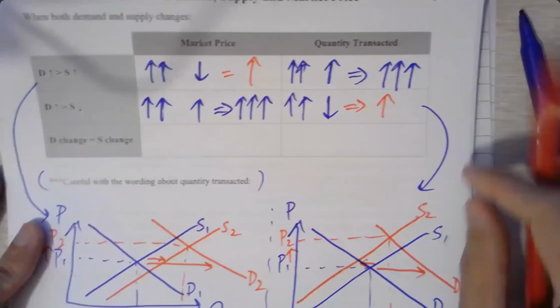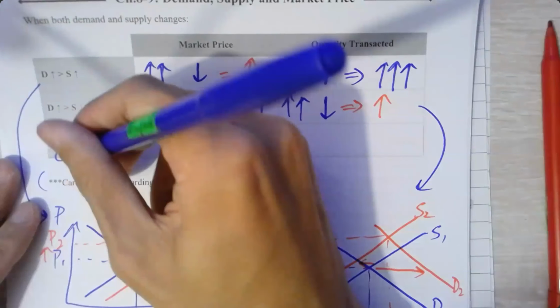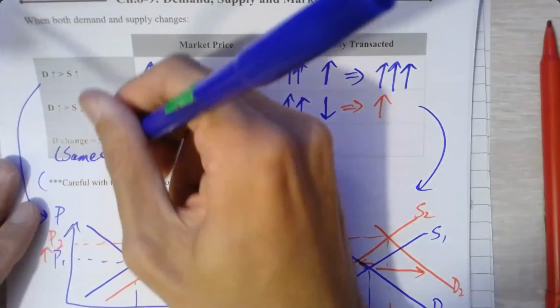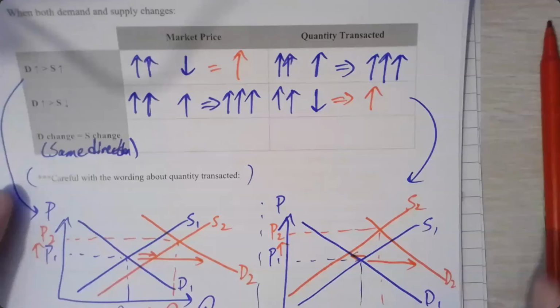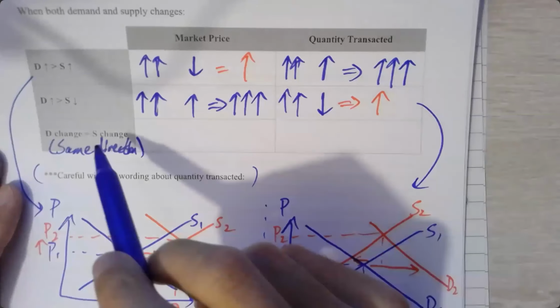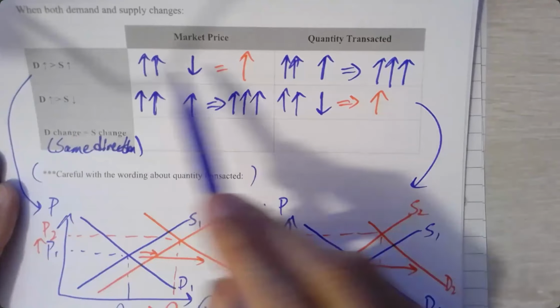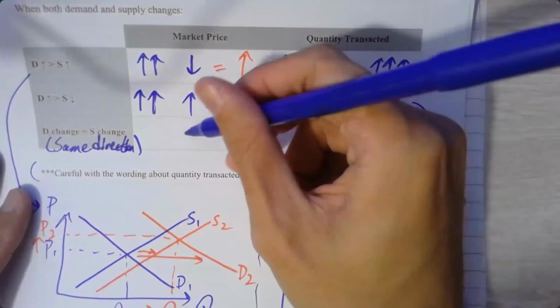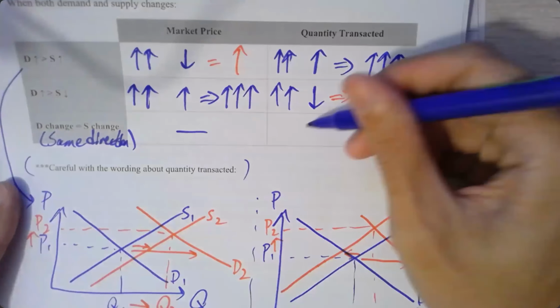Let's say for example, the change is the same, the same direction. Let's try it: what will happen if they change in the same direction? Definitely, you see, in the same direction, they will cancel out each other on this one, so this one doesn't change. This one would have a double effect.